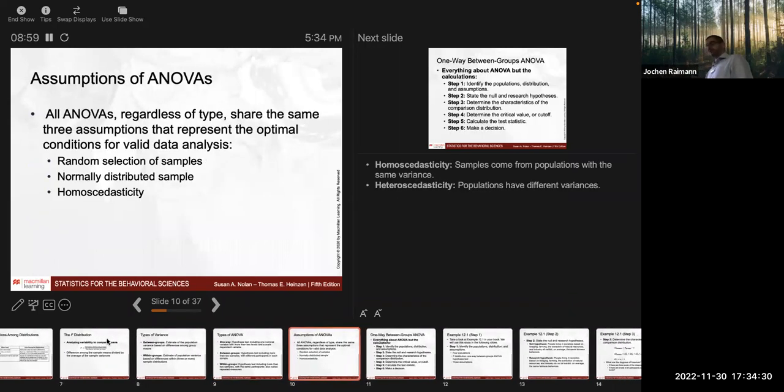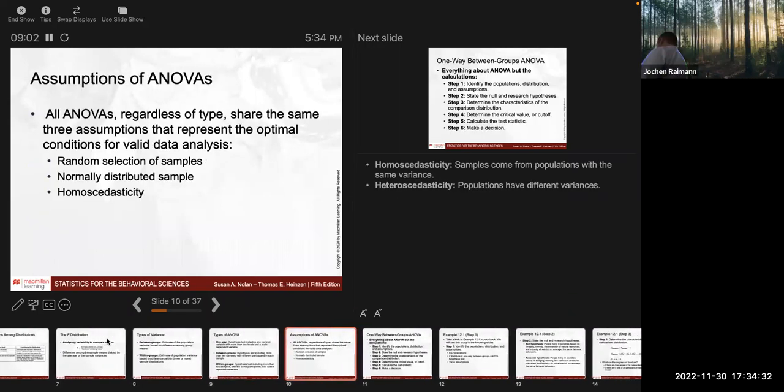Then let's move on to the assumptions. I mentioned them earlier already. It's a random selection of samples. These need to be randomly sampled from a population, otherwise you have a biased sample, which would be a problem in its own right.